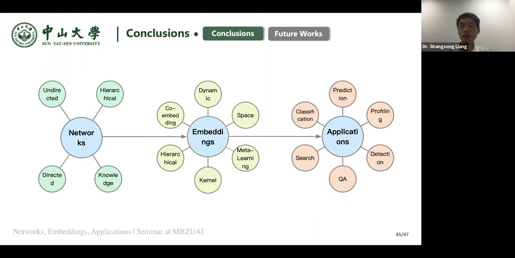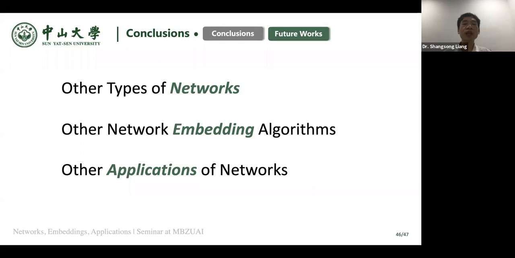And for the future work, I believe there are still other types of networks, for instance, the dynamic directed network and the dynamic hierarchical network. How to deal with such kinds of networks is challenging. Traditional embedding algorithms may not work very well on these new types of networks. And another challenge for future work is that we should propose more effective and efficient network embedding algorithms to deal with a number of tasks. And some people have proposed some algorithms to deal with the task.